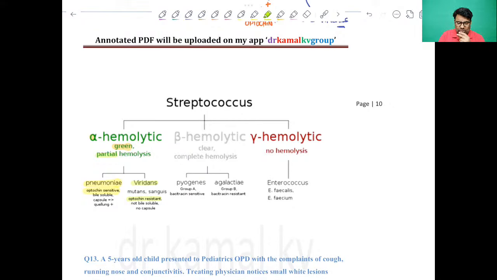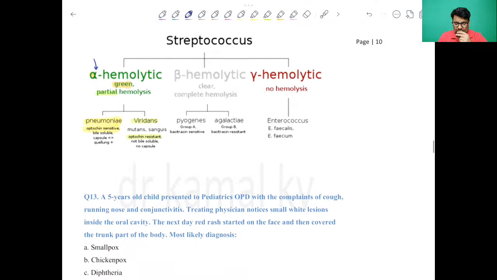I think most of you must know that Streptococcus viridans is the causative agent for subacute bacterial endocarditis. Clear? So this is the picture for alpha hemolytic, which shows green color because of partial hemolysis of the sheep RBCs in the blood agar.